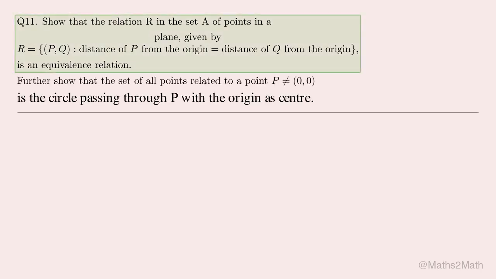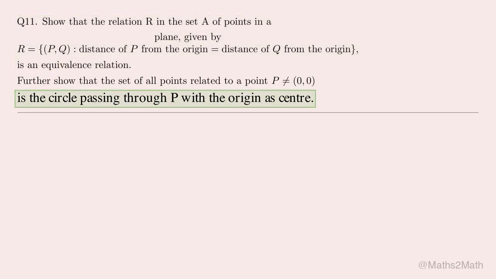Question 11. A is the set of points in a plane, and P relates to Q when both are the same distance from the origin. We must show R is an equivalence relation, and that the class of any point P is the circle through P centered at the origin.